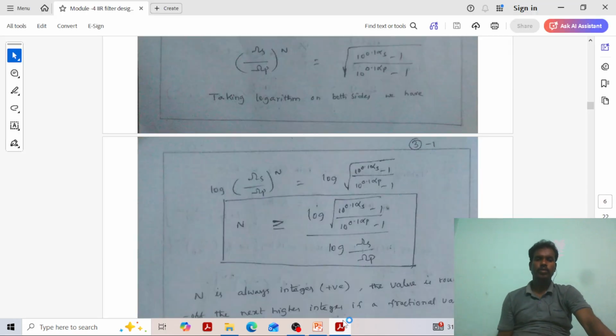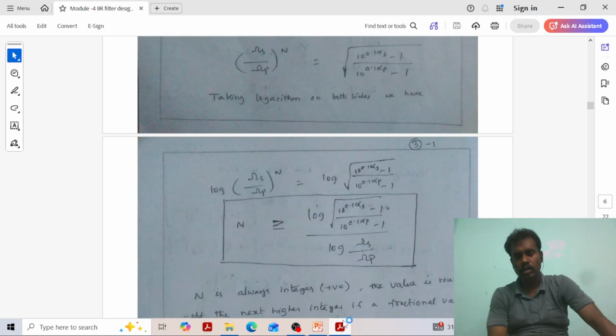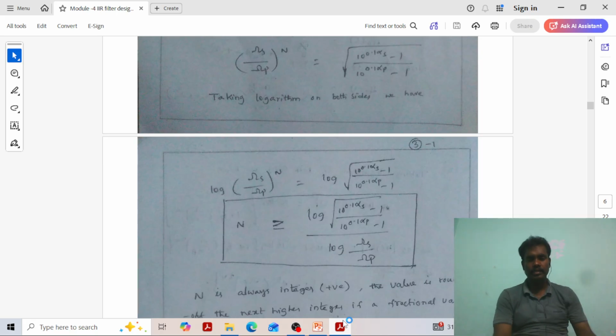Alpha p and alpha s are just the pass band attenuation or pass band ripple. Right. So the order of the filter is N greater than or equal to logarithm of square root of (10 power 0.1 alpha s minus 1) by (10 power 0.1 alpha p minus 1), by logarithm of omega s by omega p. So N is always an integer and it is positive. The order indicates the number of poles. The number of poles will never be negative, so it may be 0 or positive. That's why N is always positive and it may be 0. So 0 means there is no system.